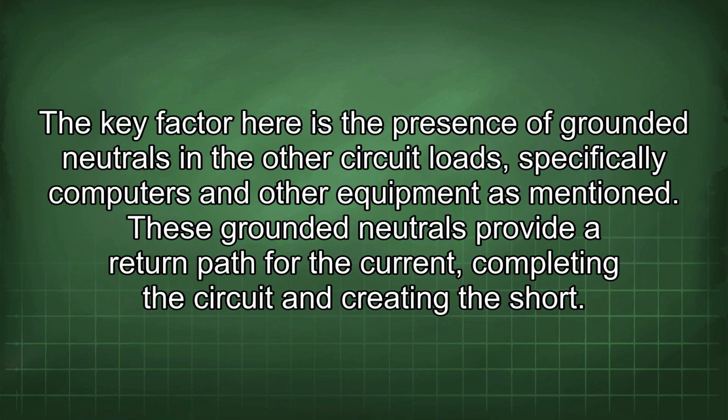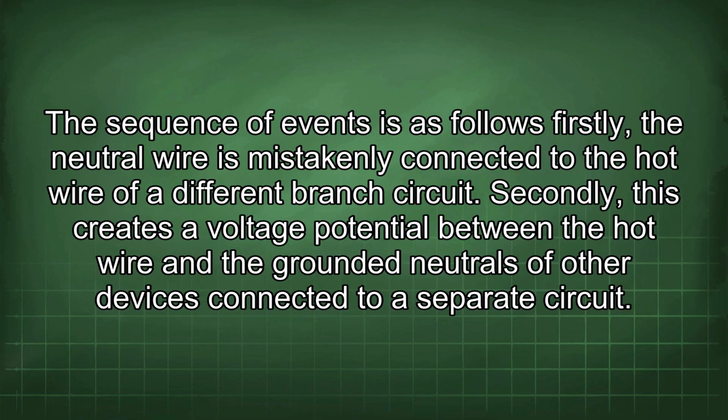This bypasses the intended load and creates a shortcut back to the source. The key factor here is the presence of grounded neutrals in the other circuit loads, specifically computers and other equipment as mentioned. These grounded neutrals provide a return path for the current, completing the circuit and creating the short. The sequence of events is as follows. Firstly, the neutral wire is mistakenly connected to the hot wire of a different branch circuit.